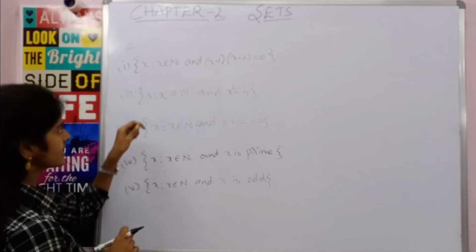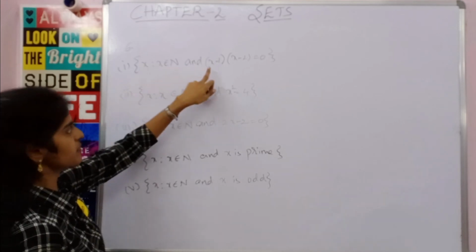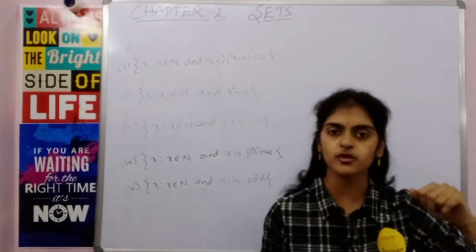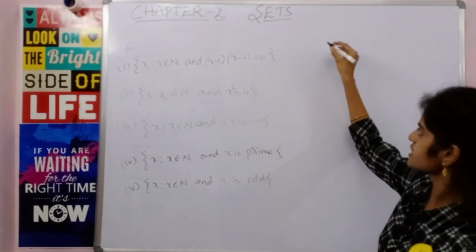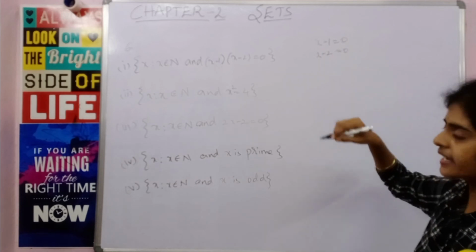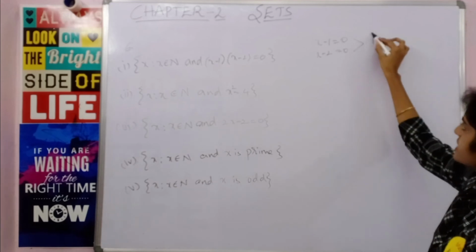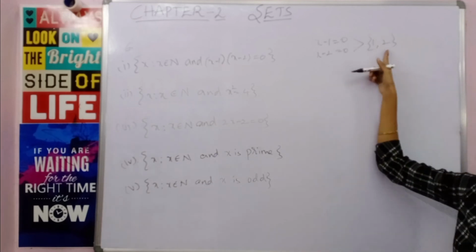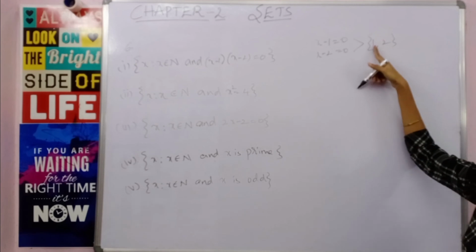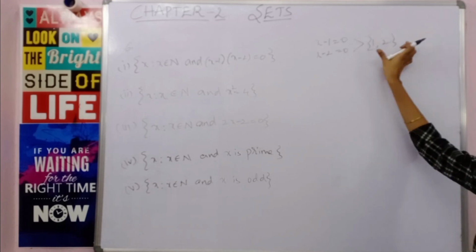Okay, so now let us see here. X is an element of this set where x belongs to natural numbers, and (x minus 1) into (x minus 2) should be equal to 0. So by solving this you can find either x minus 1 is 0 or x minus 2 is 0. Okay, that means this set has only values 1 and 2. Clear? So since there are only two elements in this set, it is a finite set. Okay, you are able to list the elements, and you are able to count them, 1 and 2. So this is a finite set.